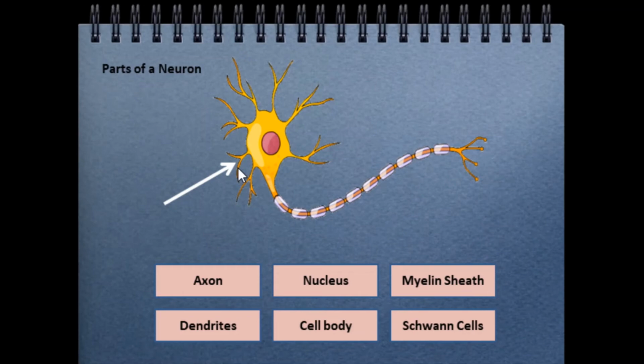Very good. Is it the nucleus? No, it's not. It's the dendrites. Dendrites are these spiky hairs surrounding the nucleus and the cell body. It's the one that gets the message from the outside environment. Again, this is the dendrites.